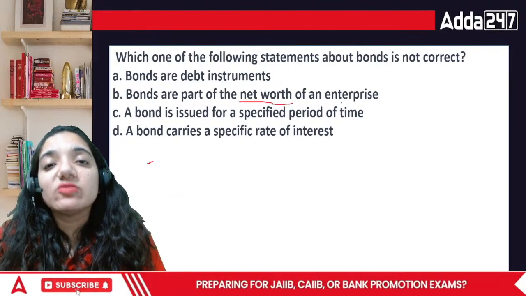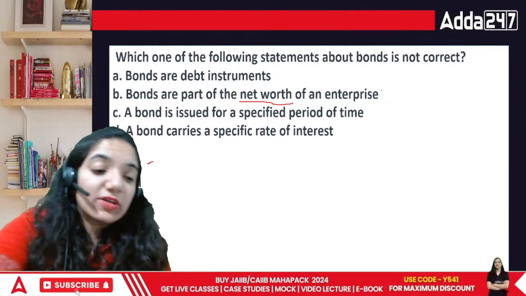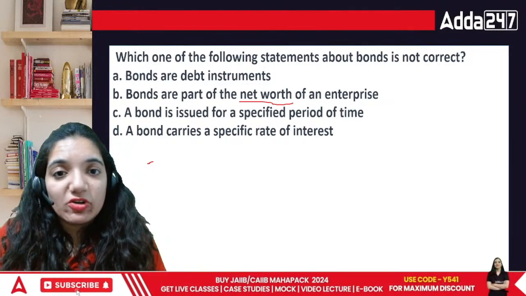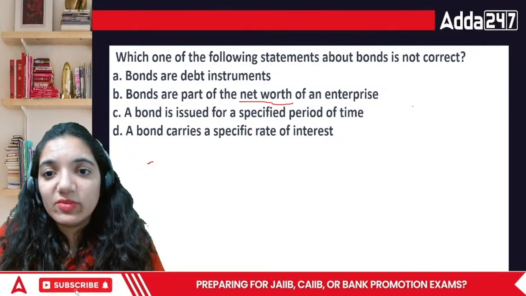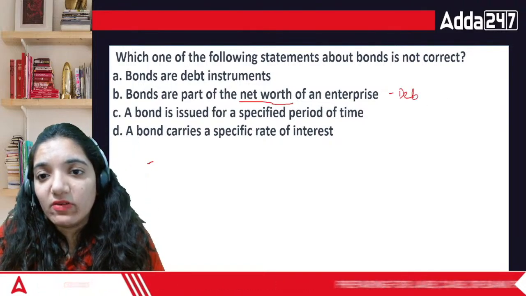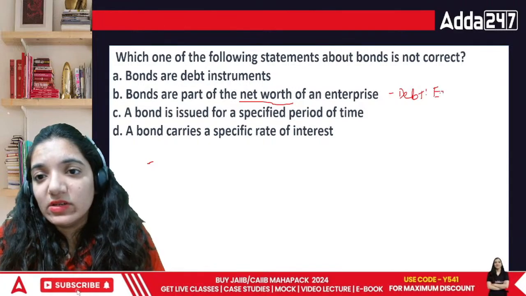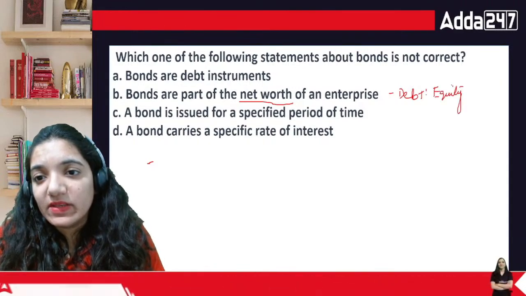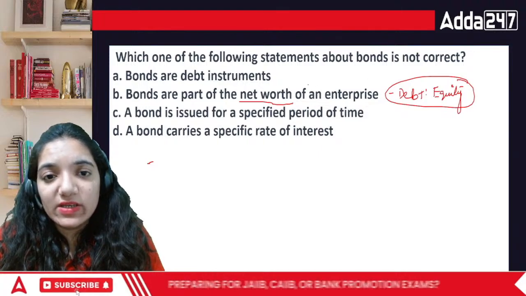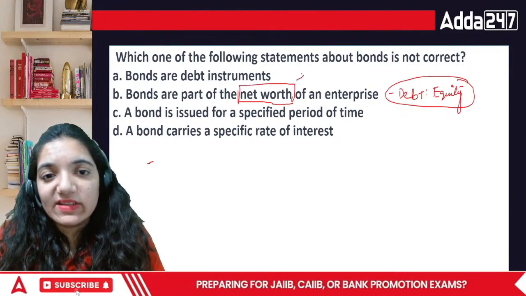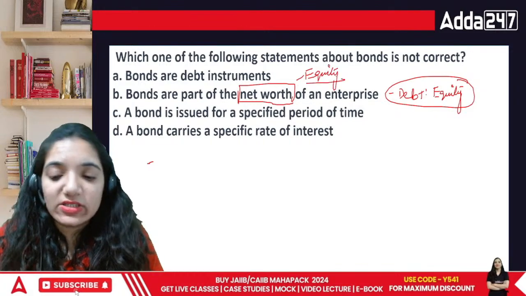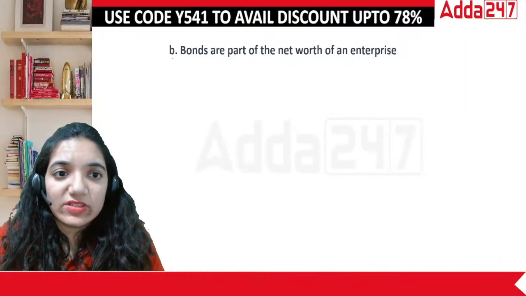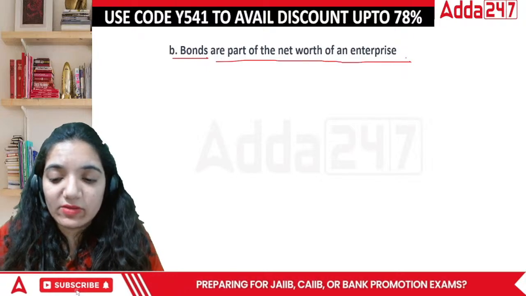Net worth is what? Net worth is, if I ask you, what kind of money do you possess? So when we talk about the net worth of an enterprise, in this case it's going to be the area of debt as opposed to equity. Net worth is related to pure equity. It has nothing to do with debt. So in this case, bonds are a part of net worth of an enterprise.